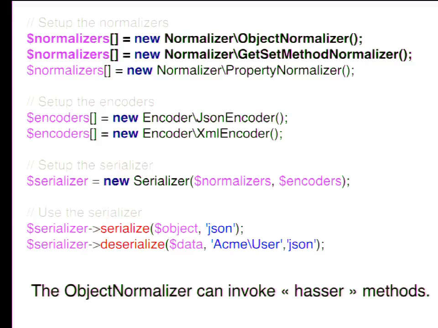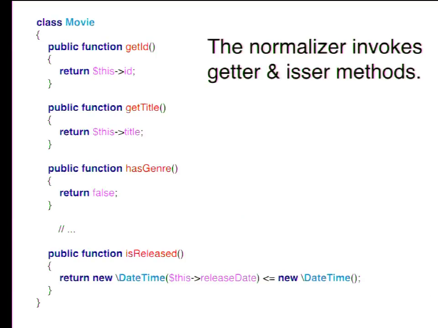In this case, we have the object normalizer first, then the get/set method normalizer second, and the property normalizer third, which I think will probably boil down to always using the object normalizer, but I'm not entirely sure, because the object normalizer will probably gobble up everything with this supports call. Anyway, what is nice is that if we have extended our movie class to add more methods, like getId, getTitle, and then hasGenre and isReleased, the object normalizer will pick up these hasGenre and isReleased methods and add that to the serialized data. It will also go through the getId and getTitle methods rather than directly accessing the properties.